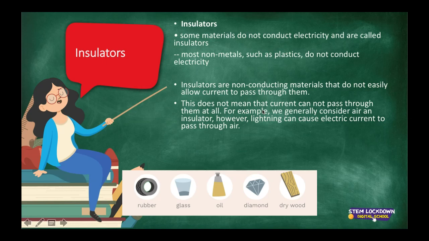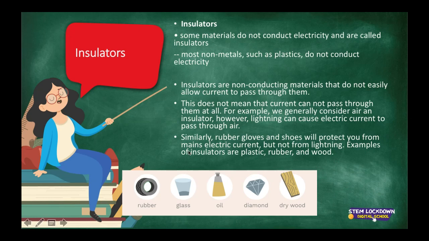However, lightning can cause electric current to pass through the air. That's how you might find that lightning might strike a tree, even though there's air between the lightning and the tree. Air is not a conductor, but the lightning can still cause an electric current to pass through the air. Similarly, rubber gloves and shoes will protect you from mains electric current, but not from lightning. Examples of insulators are plastic, rubber, and wood, as well as all the other pictures that you see at the bottom.